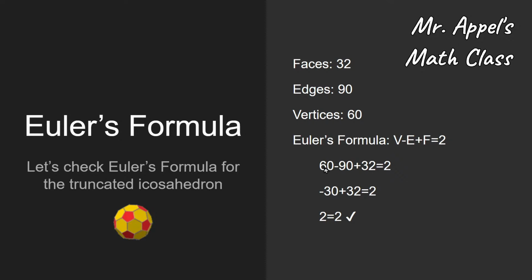Fill in our numbers here, substitute those in. 60 minus 90 plus 32 equals 2. 60 minus 90 is negative 30. Negative 30 plus 32 is positive 2, which, yes, is indeed equal to 2. It checks out. Euler's formula holds for the Archimedean solids.